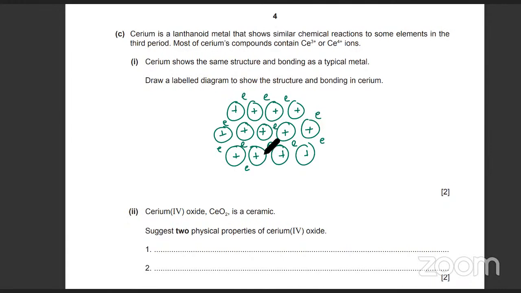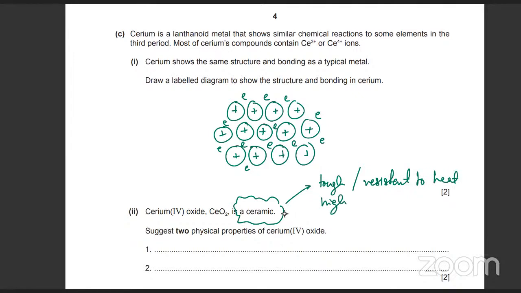So the next one is suggest two properties of cerium 4 oxide. It's a ceramic. Remember, what is a ceramic? A ceramic is not a covalent compound or an ionic compound. It's any compound that is tough. It's resistant to heat. It's got very high melting and boiling points.